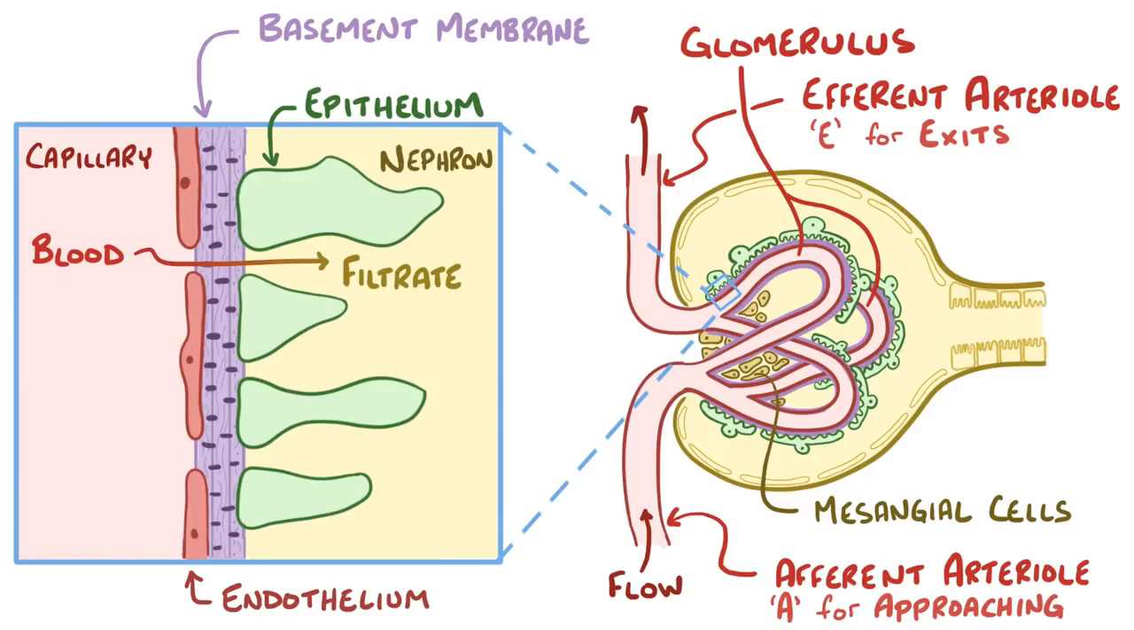Furthermore, the epithelium has a special cell type called a podocyte, which looks like an octopus because it has foot processes that wrap around the basement membrane, which leaves tiny gaps between its octopus-like projections called filtration slits.